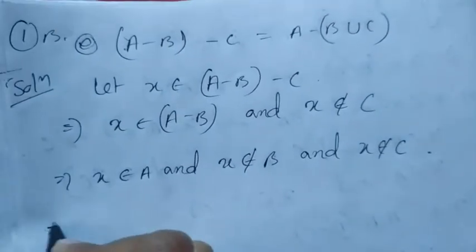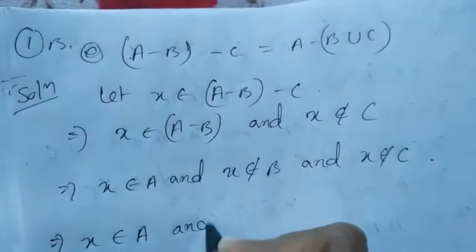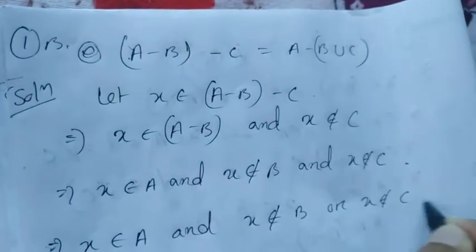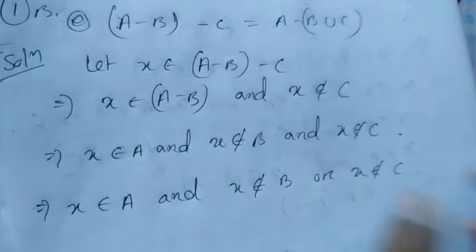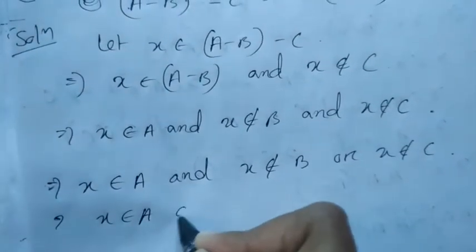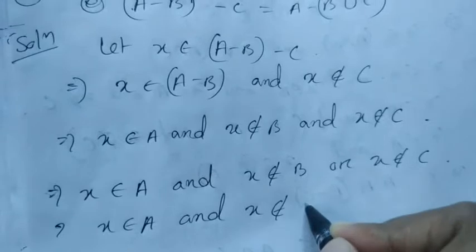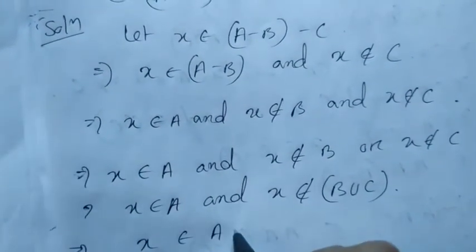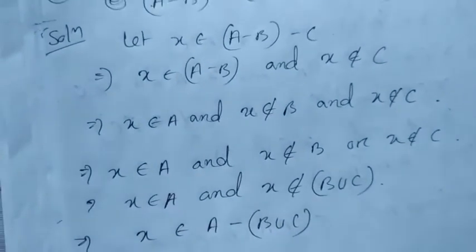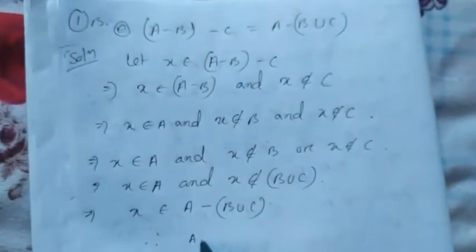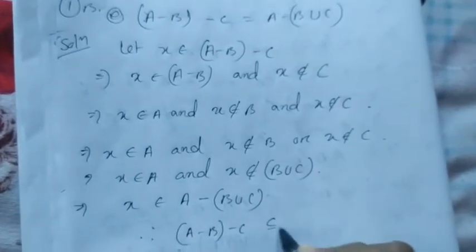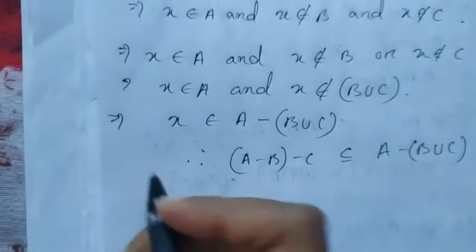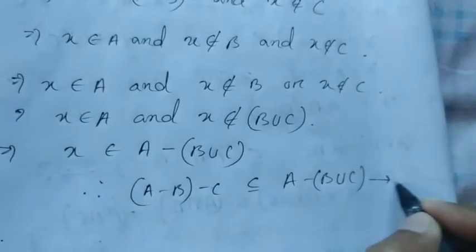Therefore what we can write? We can write x belongs to A and x not belongs to B and x not belongs to C. Therefore x belongs to A and x not belongs to B union C. This implies x belongs to A minus (B union C). So what we can write? Therefore (A minus B) minus C is a subset of A minus (B union C). Now this is what I will give number 1.